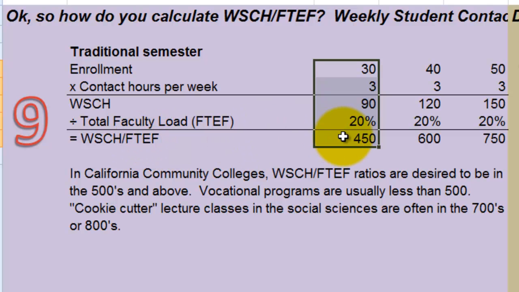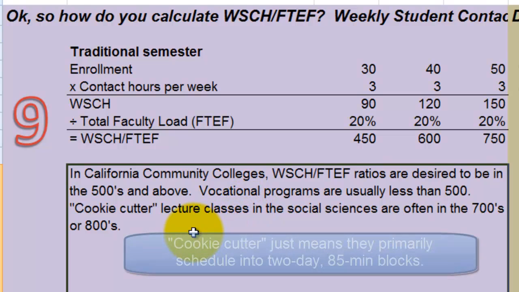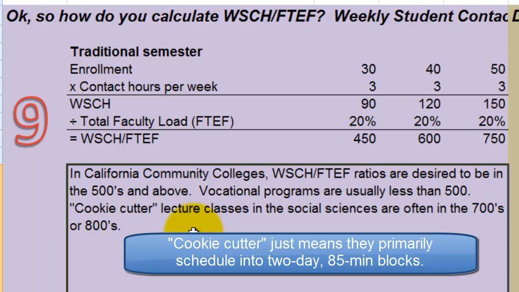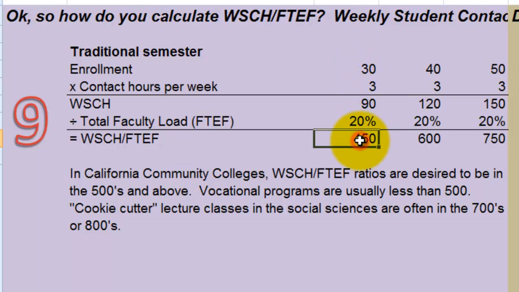And that number is lower than what people are looking for. Look at this box here. In California community colleges, WSCH per FTEF ratios are desired to be in the 500s and above. College-wide, that should be the case. Vocational programs are going to be less than 500 because they have smaller class sizes. And then the cookie-cutter lecture classes in social sciences are often in the 700s, 800s, or even higher. So this 30-person class has a WSCH per FTEF of 450.